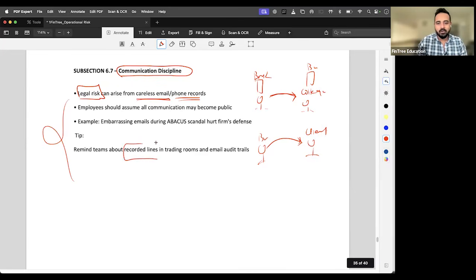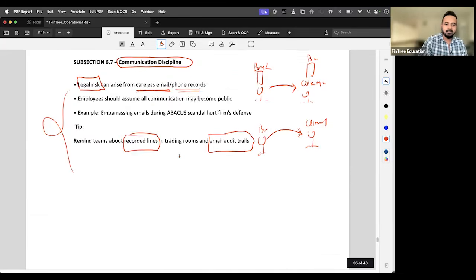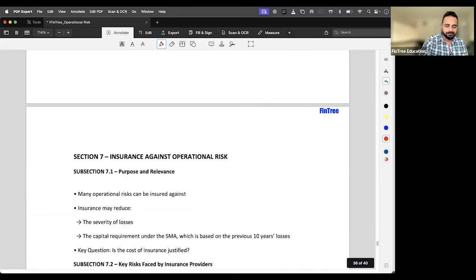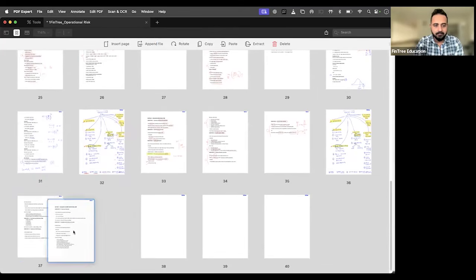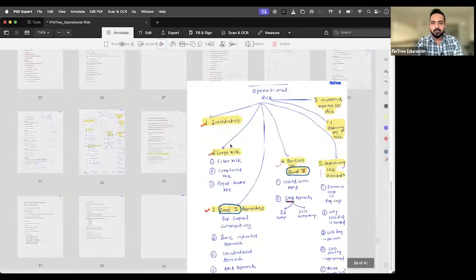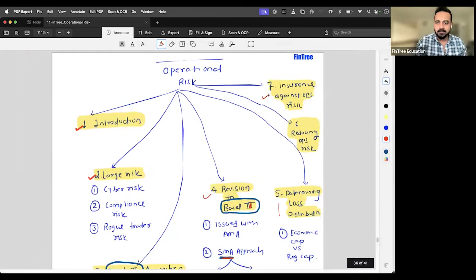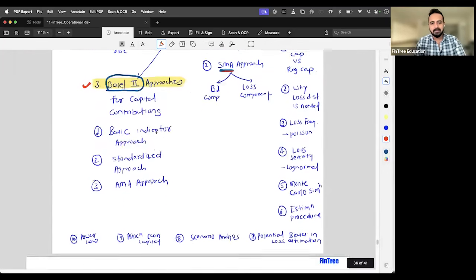Know that all your lines are always recorded, your audit trails are, your emails are audited. That's it. And finally, that brings us to the final section 7, which is insurance against the ops risk.